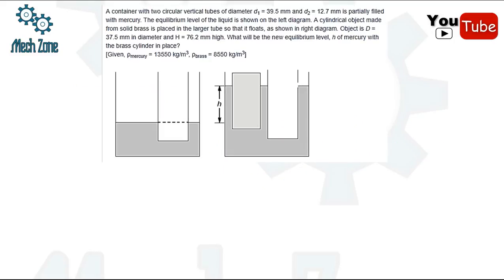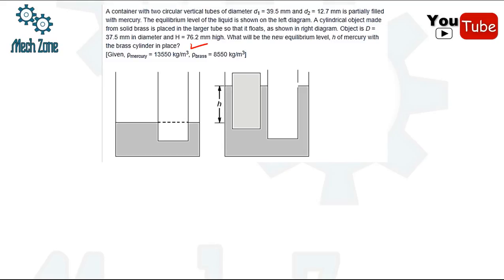Now in the next question that we have, a container with two circular vertical tubes of diameter D1 equals 39.5 and D2 equals 12.7 is partially filled with mercury. The equilibrium level of the liquid is shown in the left diagram. A cylindrical object made from solid brass is placed in the larger tube so that it floats, as shown in the diagram. The object is D equals 37.5 millimeter in diameter and 76.2 mm high. What will be the new equilibrium level H of the mercury with the brass cylinder in place?